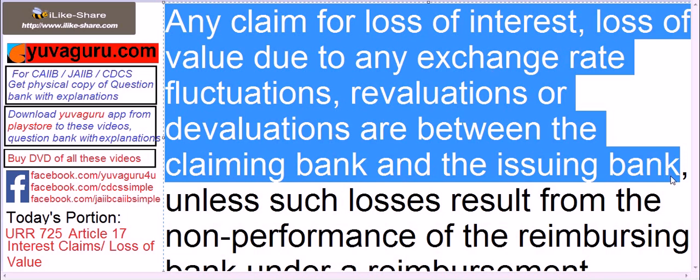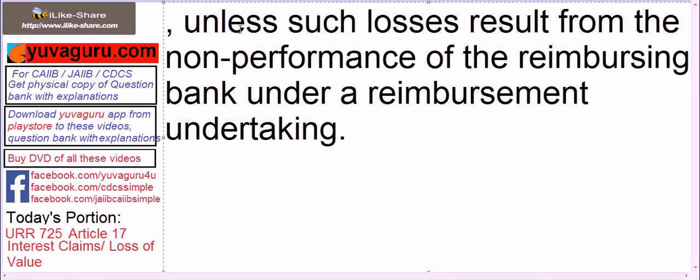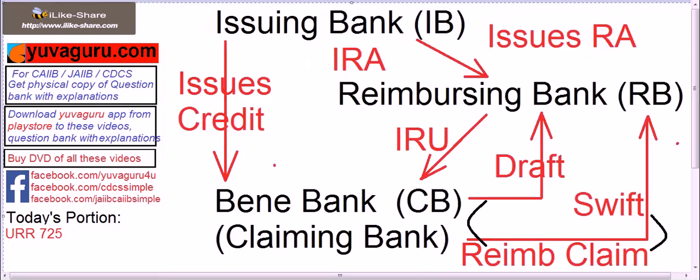Now let's look at the second part. Second part is, unless such losses result from the non-performance of the reimbursing bank under a reimbursement undertaking. Remember this word. See here, logic is very simple. Whoever does the mistake has to pay. Let's see. If the reimbursing bank writes something in its IRU and it does not perform, then the beneficiary bank will claim it from the reimbursing bank and it has to pay.